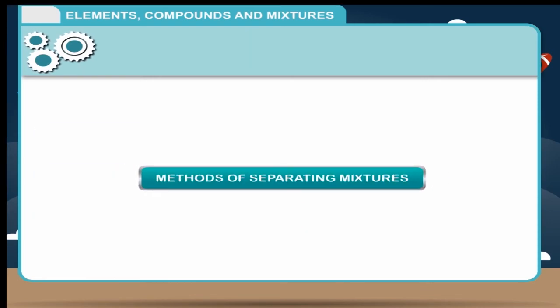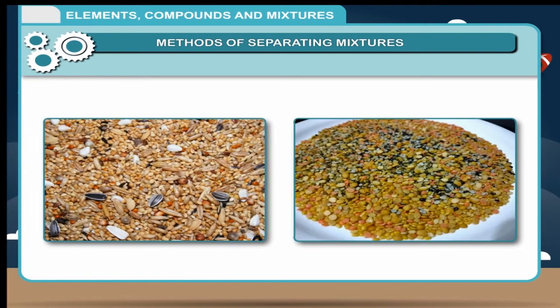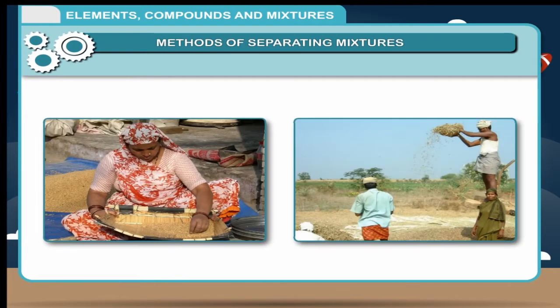Methods of separating mixtures. In the properties of mixtures, we have read that components of a mixture can be separated by physical means. Since most of the substances occurring naturally are impure, or let's say are a mixture of pure and impure substances, we must familiarize ourselves with various methods by which we can separate pure substance from impure substance.